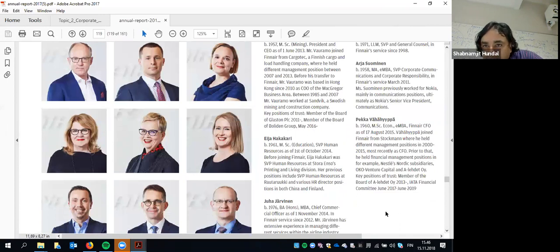For example, Arya. She has an MBA and has worked in corporate communication and corporate responsibility at Finnair. So she has been affiliated with Finnair for a long time. Before that she worked for Nokia in a communication position, and she has also been a vice president. So if you see, I would rather not call her a business person. She has always been in communication, so she has a diversity of work. I would rather call her a support specialist.